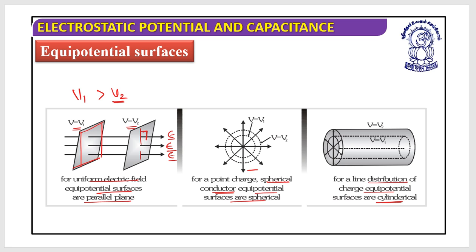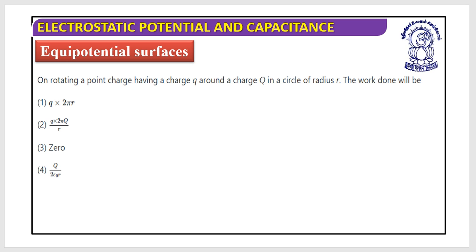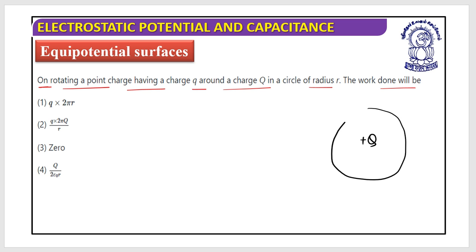So let's look at certain questions or logical questions. Look at this. What they said is, on rotating a point charge having a charge q around a charge Q in a circle of radius r, the work done will be? Can you do it? Is it possible for you guys? So this is a charge Q at the center, and around this charge a small charge, let's say small q, is moving in radius r, and to rotate this you need to find out the work done.